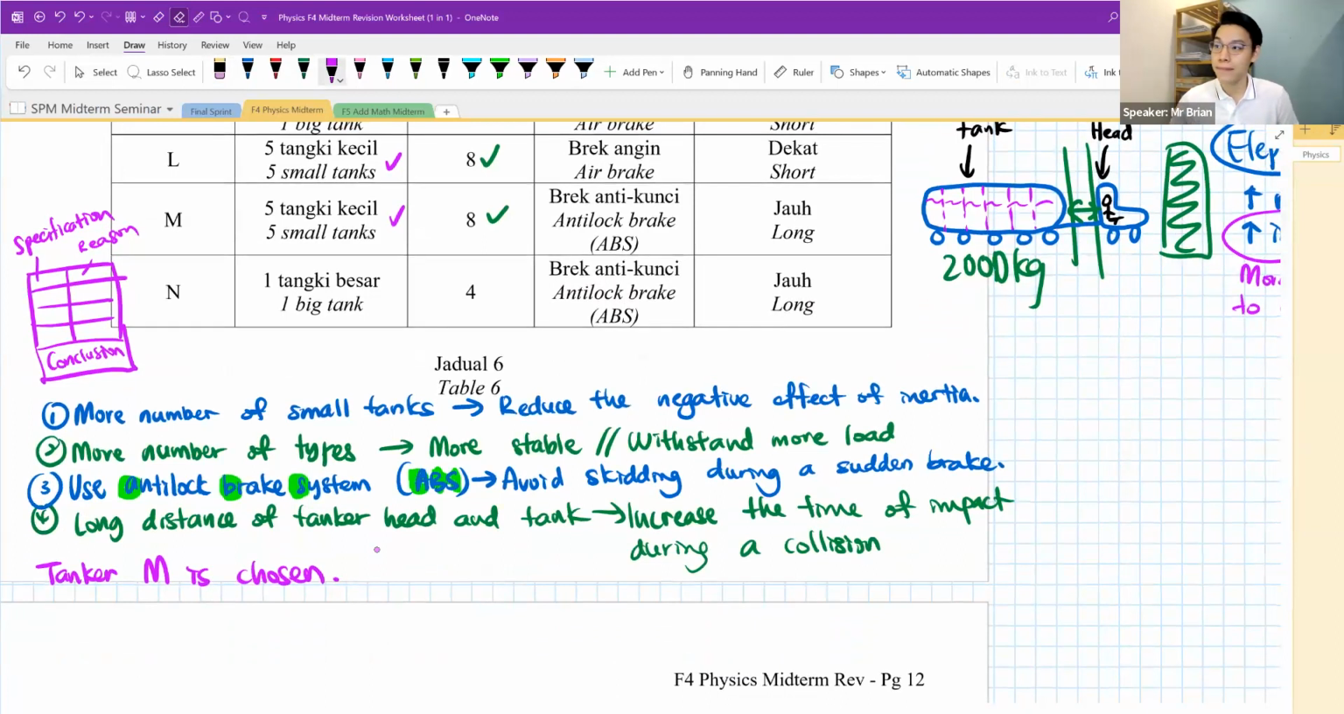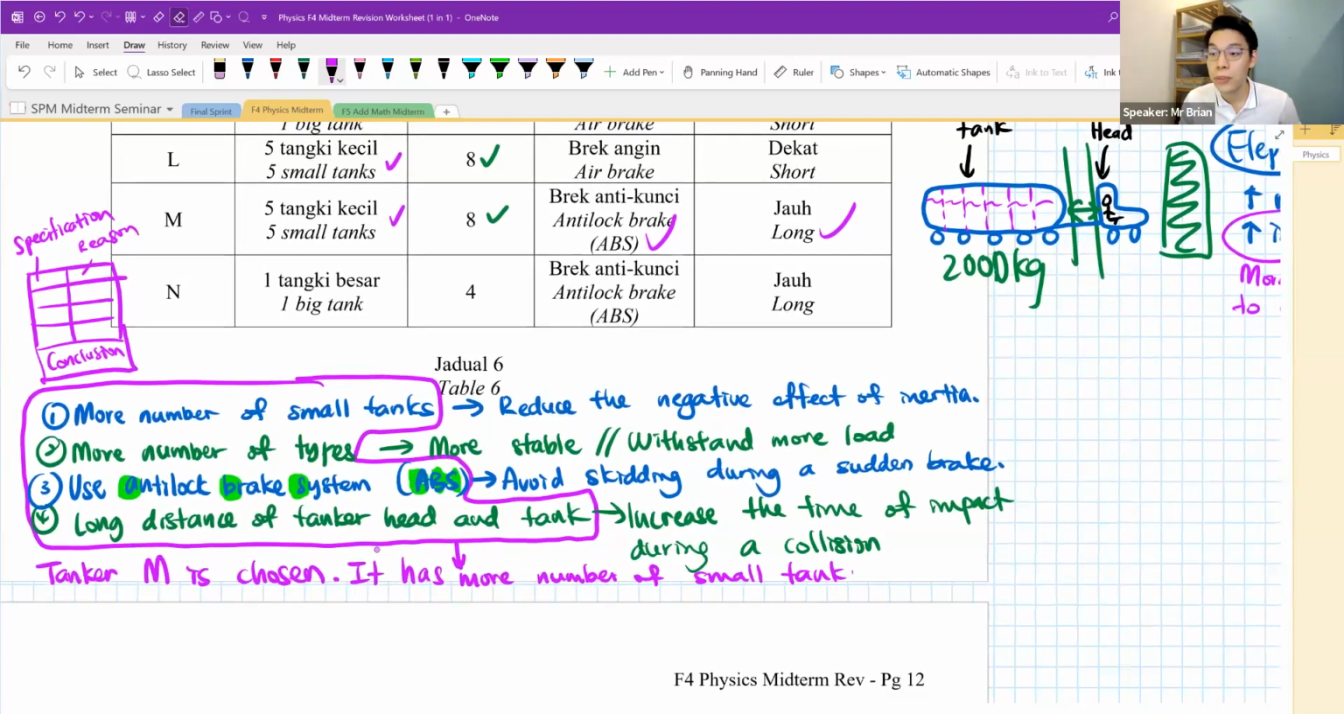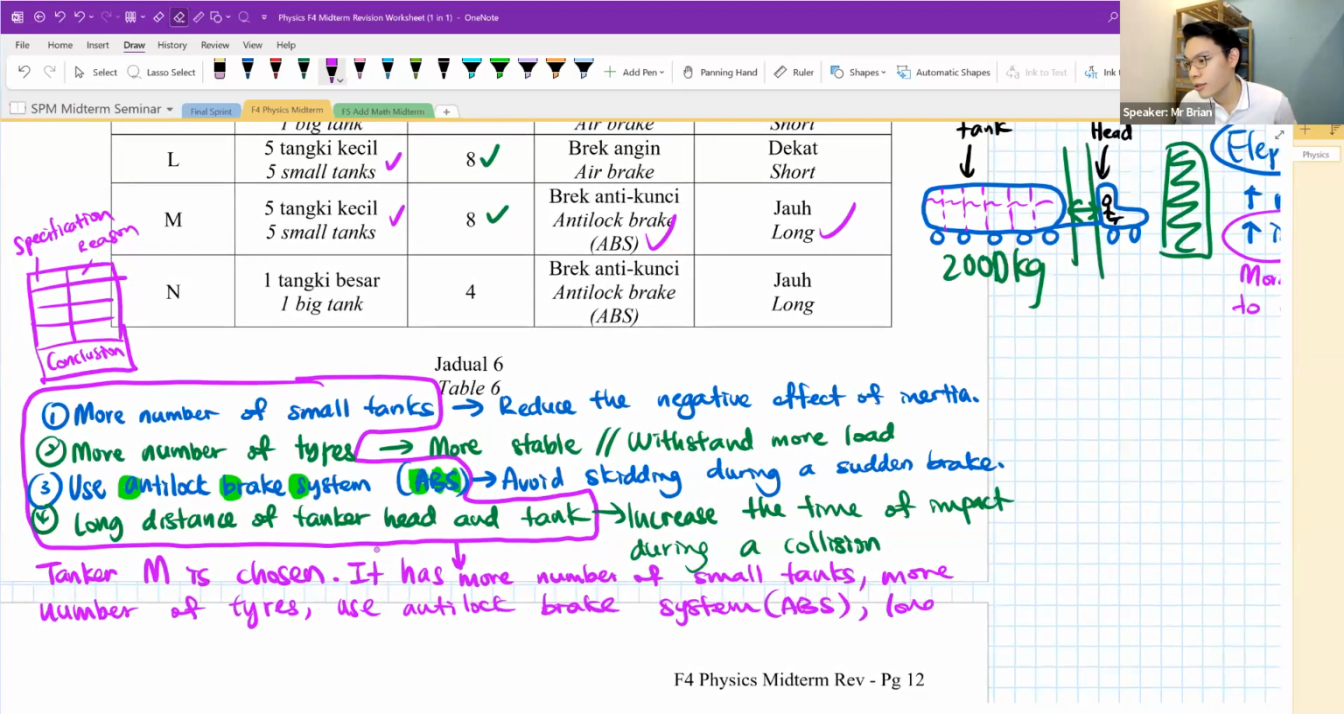I chose tanker M because it has all of this. These are your specifications: more number of small tanks. You just copy only, comma, more number of tires. It uses anti-lock brake system, ABS. It has a long distance. You get the idea. You can see I literally copied only.